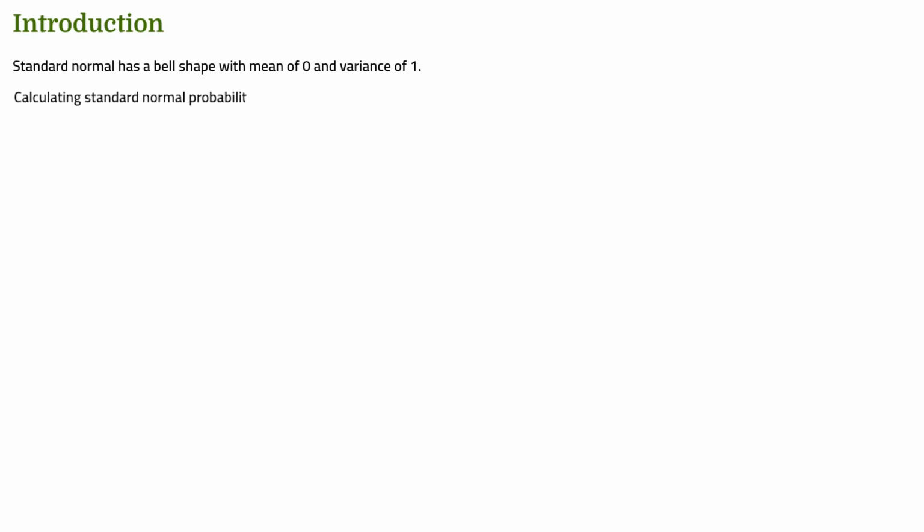First topic, introduction. A standard normal has a bell shape with the mean of 0 and variance of 1, which we are going to use in this chapter. Calculating standard normal probabilities using Google Sheets is through this formula: probability of Z less than or equal to x is NORM.DIST(x, 0, 1, 1), separated by commas.